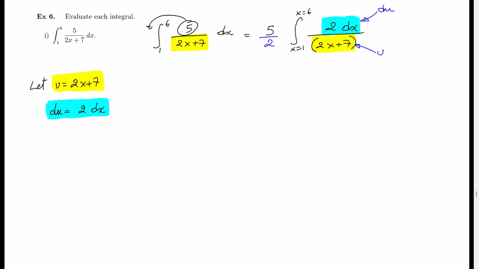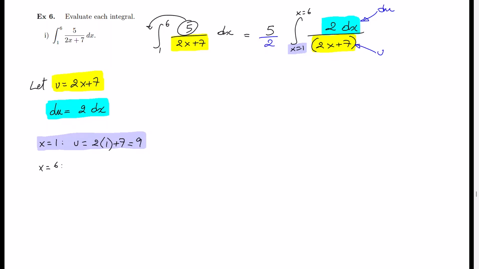There are no x's, so we add a little note here and we say, okay, if x is 1, what would my u turn out to be? So put it into that equation. 2 times the 1 plus 7, that's going to be 9. So for the lower bound, if you see an x equal to 1, that's equivalent to a u of 9.